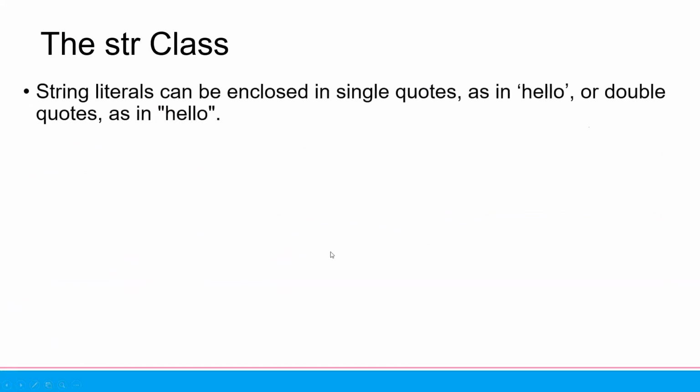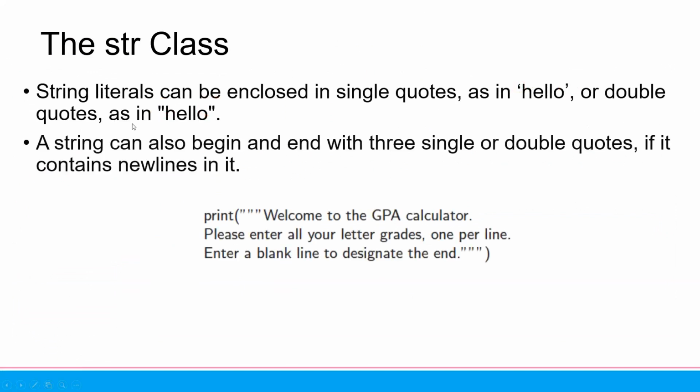Next, we have a string class, str. So str or string, it can be enclosed in single quotes. Single quote, this one is single, or double quotes. So this is double quotes. A string can also begin and end with 3 single or double quotes. So 3 single or 3 double quotes. And it will contain new line.